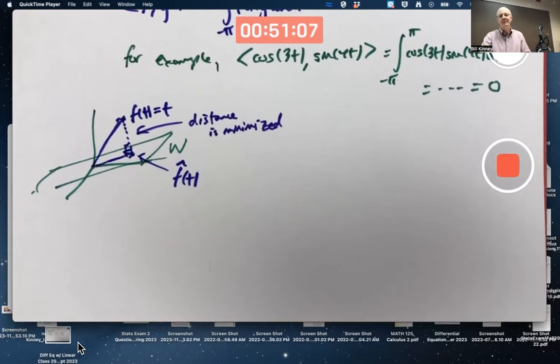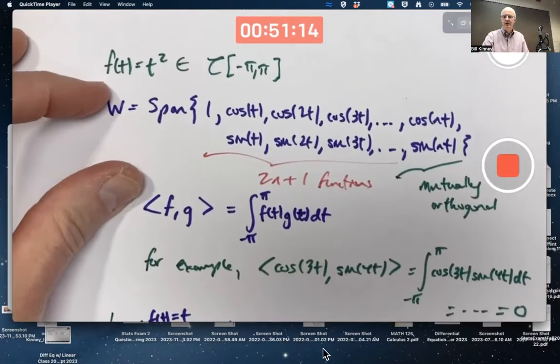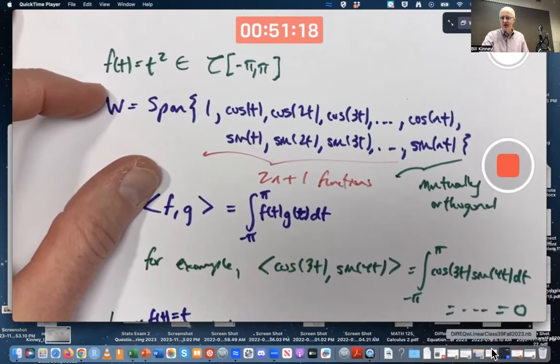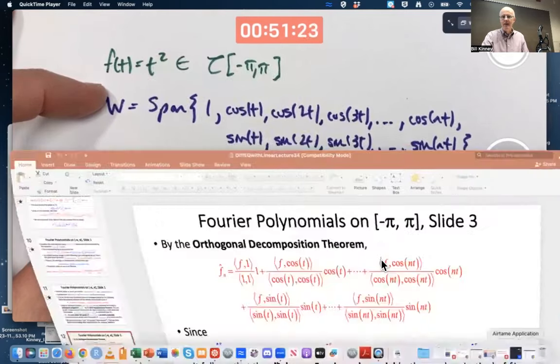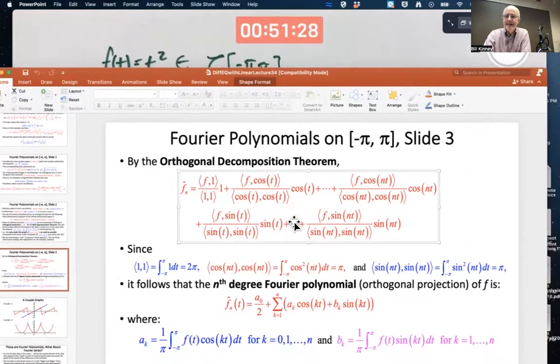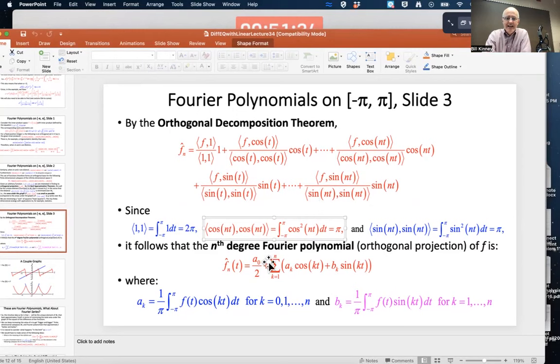Now we're running low on time. What do you have to do for your problem? Your problem, you have t instead of t squared. But what you have to do is find the orthogonal projection of f onto this subspace. Effectively, you have to use this formula right here. Yikes. Which means doing a bunch of integrals. Yikes. Mathematica, do it for me.